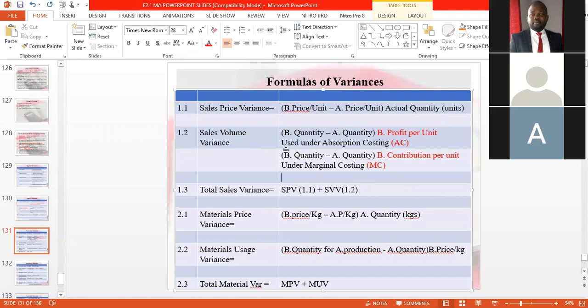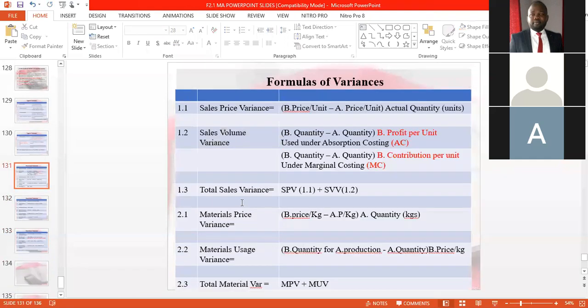So how do you get total sales variance? When you take sales price variance plus sales volume variance, what you get is total sales variance. Next, after sales variance, we looked at material variance. We said there are two types of material variances: material price variance and material usage variance.